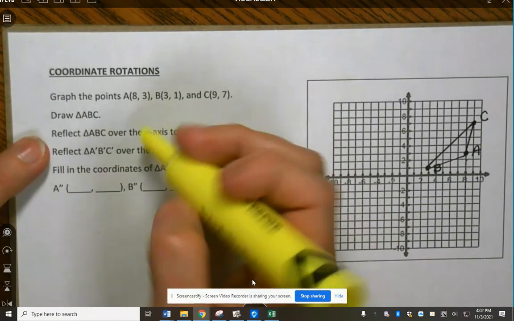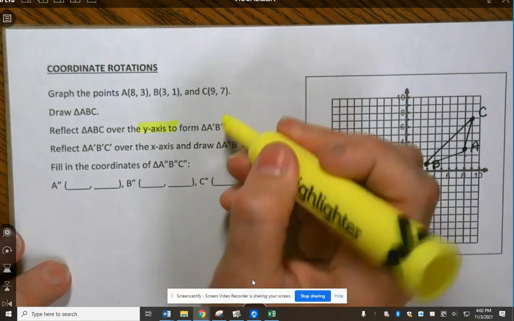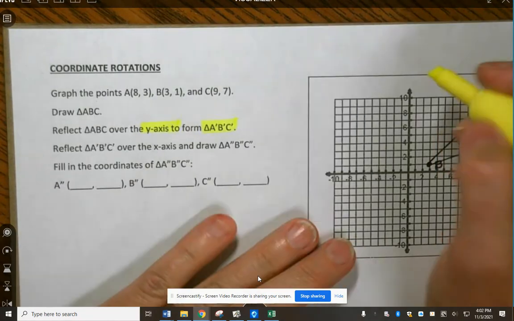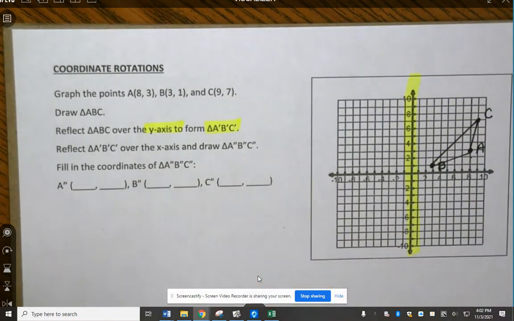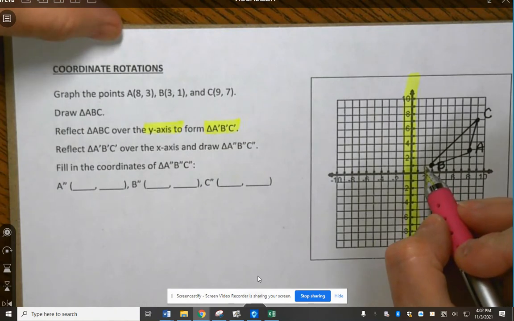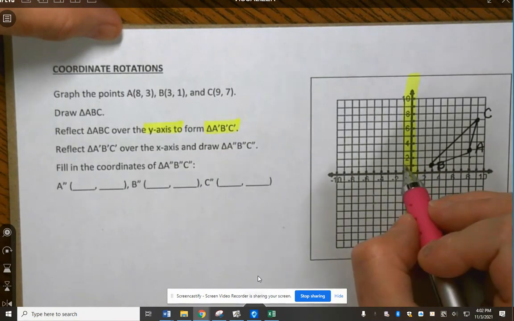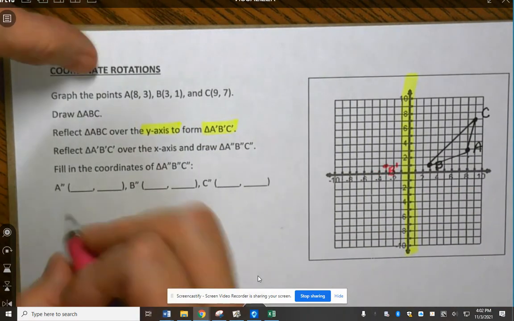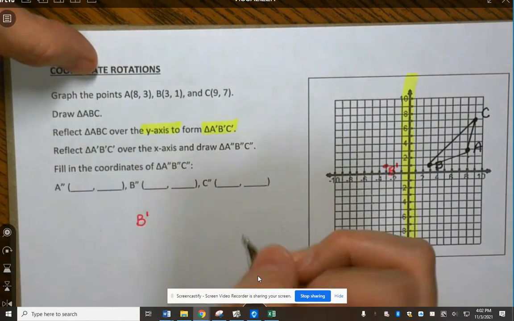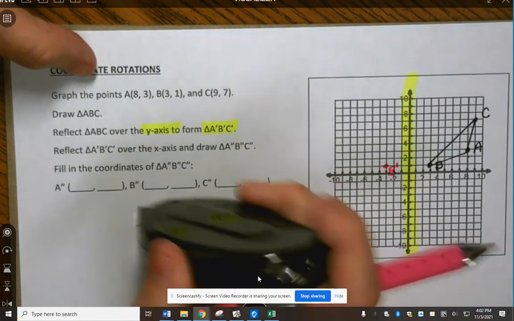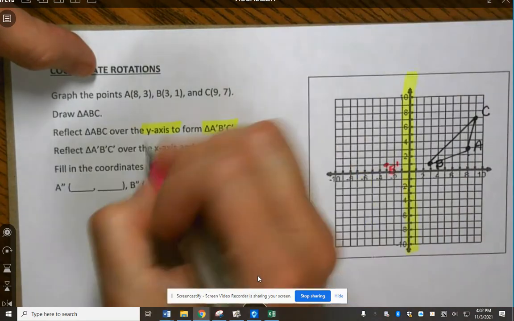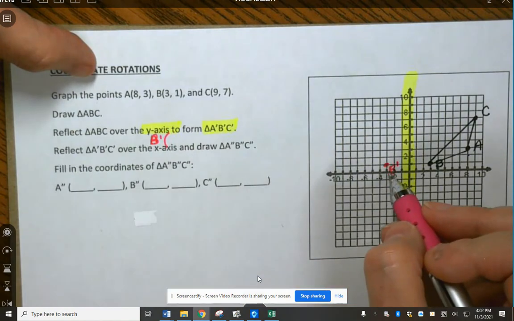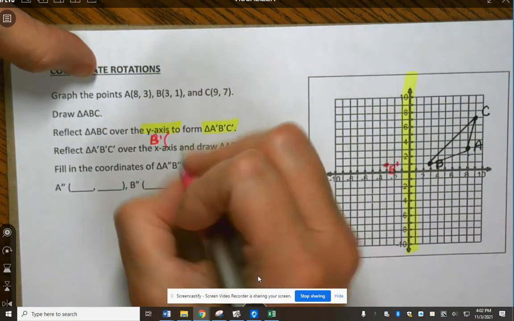First, we're going to reflect it over the y-axis to get triangle A prime, B prime, C prime. So my y-axis is that vertical. So B is 1, 2, 3 from that line. So we're going to go 1, 2, 3 from that line to get B prime. So I'm going to fill in here. So we'll do B prime is at -3, 1.